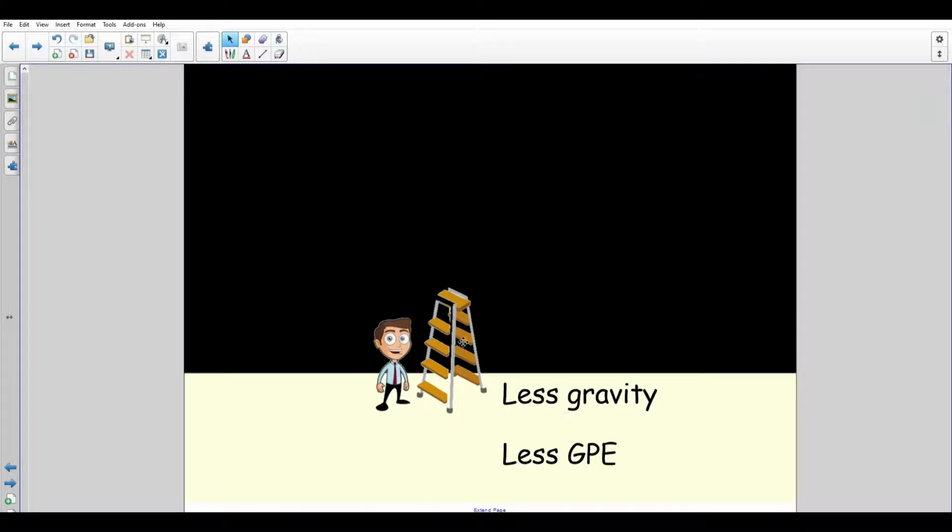And that's the third factor that affects gravitational potential energy, the strength of gravity on the planet that you're on. So the stronger the gravity on the planet, the more gravitational potential energy you would have.